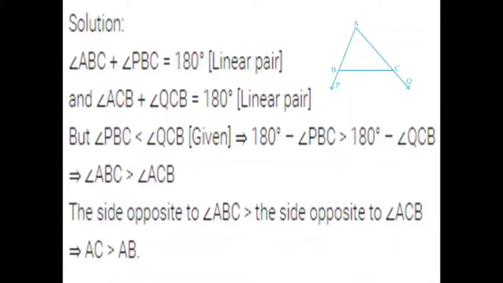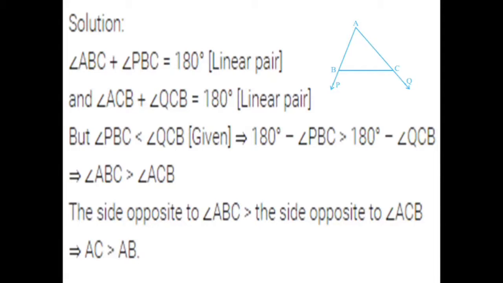Now, if you consider the side ABP, I can easily say that angle ABC plus angle PBC should be equal to 180 degrees. What's the reason? Because they form a linear pair of angles. Similarly, if I consider the side ACQ, I can say that angle ACB plus angle QCB should be equal to 180 degrees because these too form a linear pair of angles, isn't it?